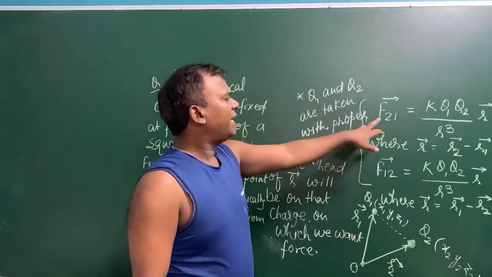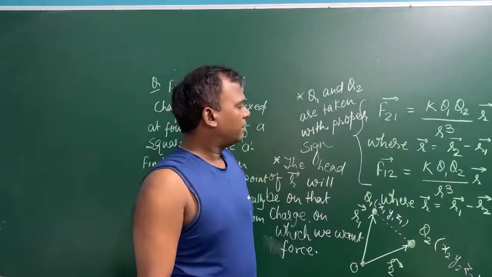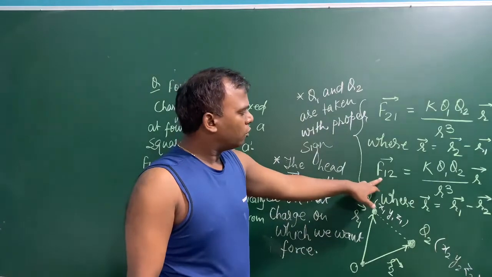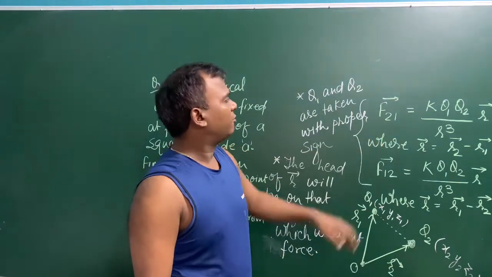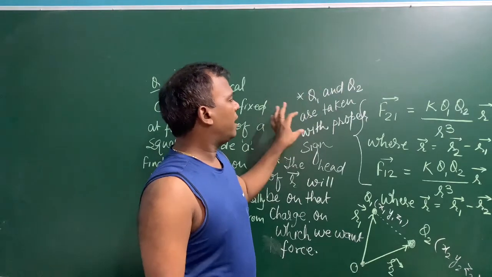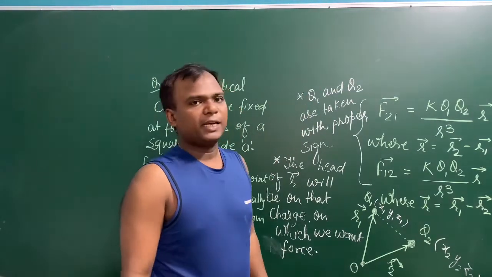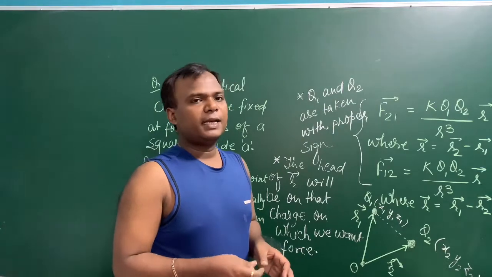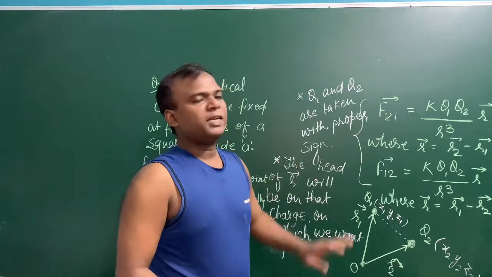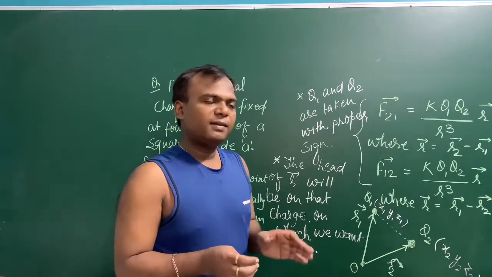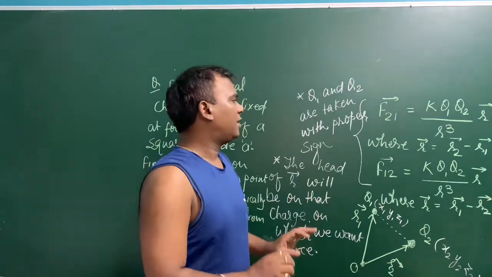Okay, either we write force on 2 due to 1, or we write force on 1 due to 2. In this formula of Coulomb's law in vector form, Q1, Q2 are always taken with proper sign. If Q1 is negative, then a negative sign is substituted at the place of Q1. If Q2 is positive, then Q2 is taken as a positive value.